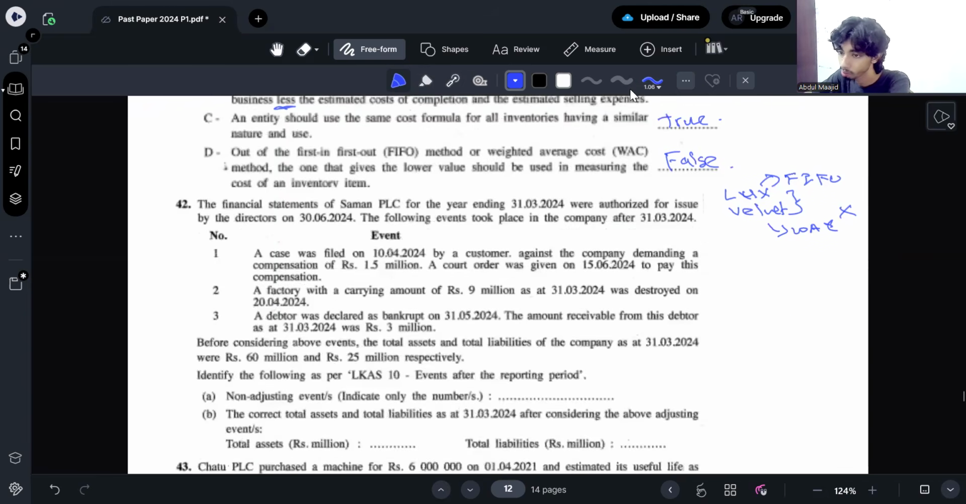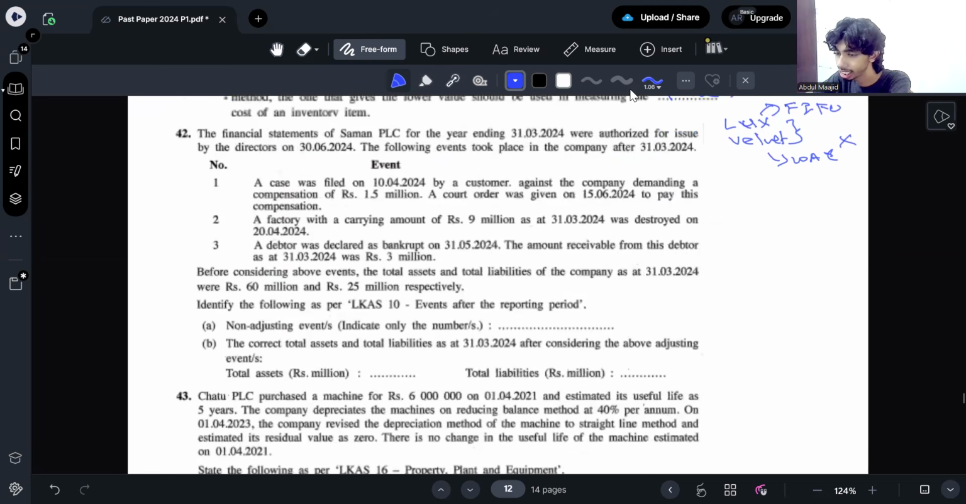Then 42. The financial statements of Saman PLC for the year ending 31st March 2024 were authorized for issue by the directors on 30th of June. On 30th of June only you're authorizing it. Okay. What should we do? We need to find out the non-adjusting events. A case was filed on 10th of April by a customer. See here, a case was filed on 10th of April. So that is after the reporting period, right? So this is a non-adjusting event.